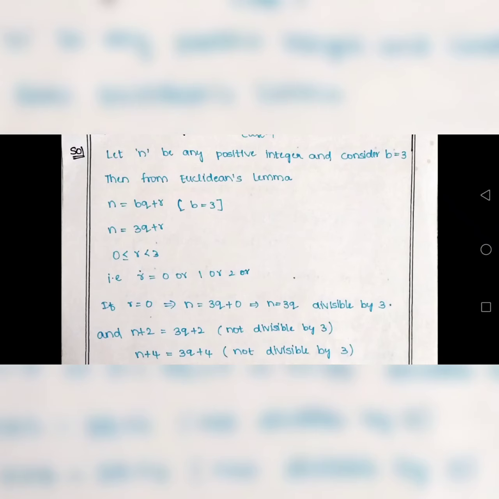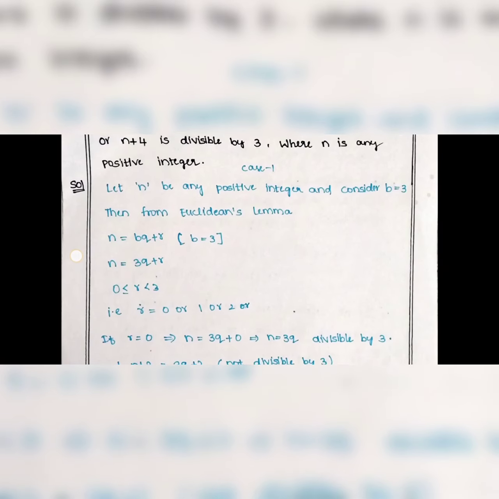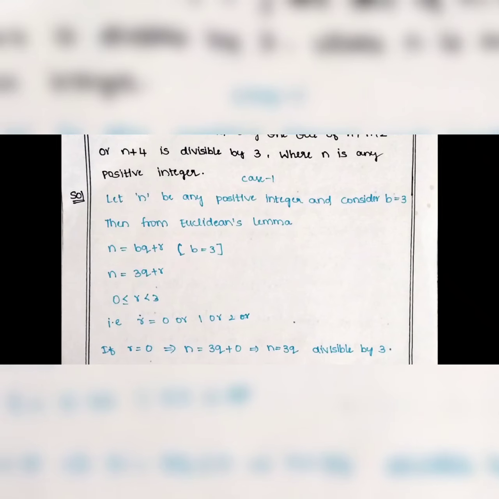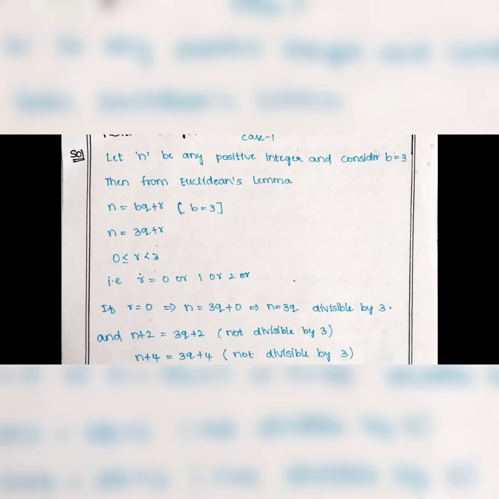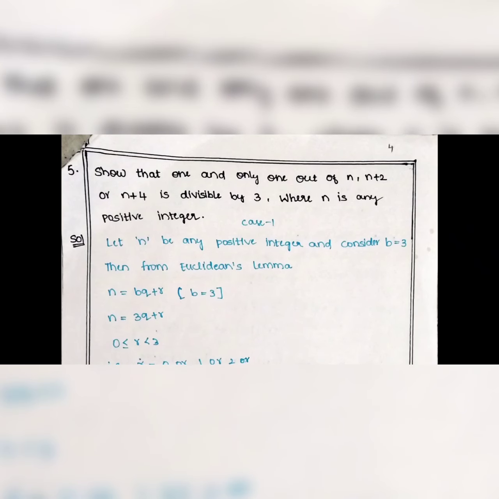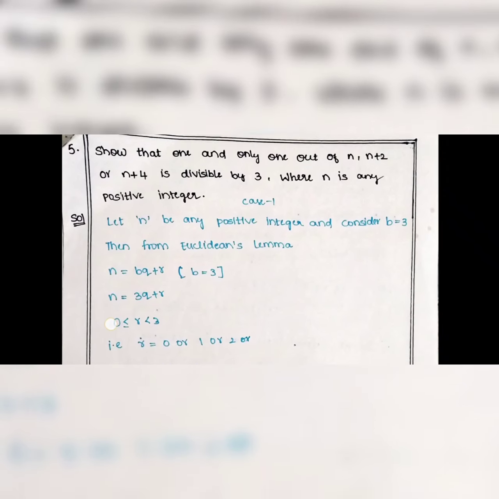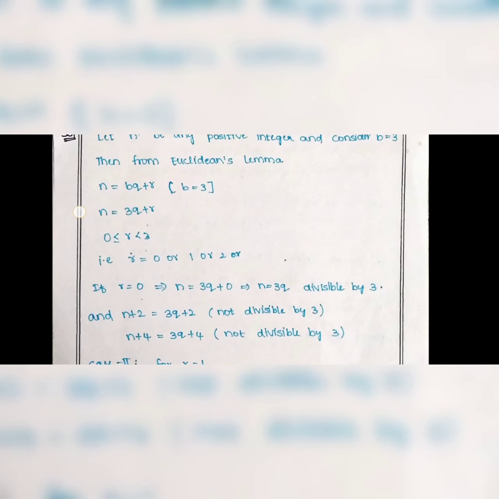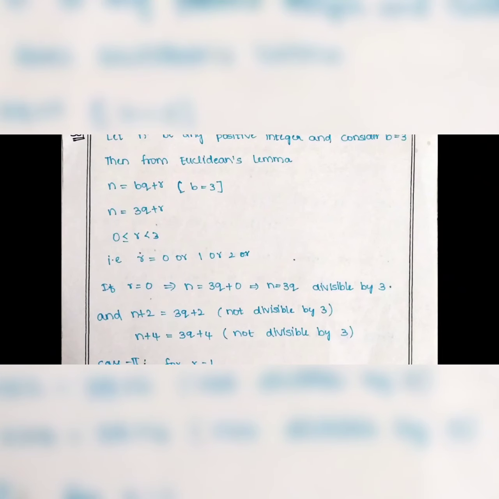In the first case, we are taking r equals 0. There are three things: n, n plus 2, n plus 4, and we have taken remainder as 0, 1 or 2. For n it will be 3q. For n plus 2 it will be 3q plus 2. For n plus 4 it will be 3q plus 4. Out of these three things, n equals 3q will be divisible by 3.